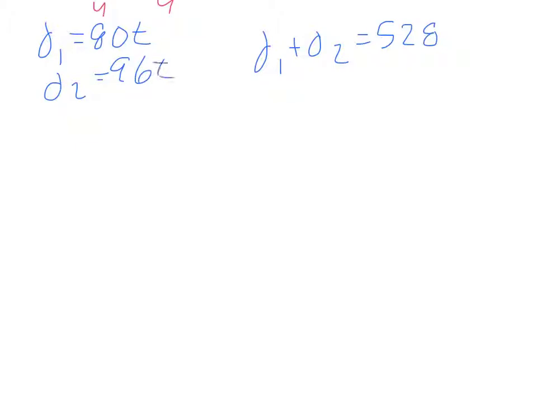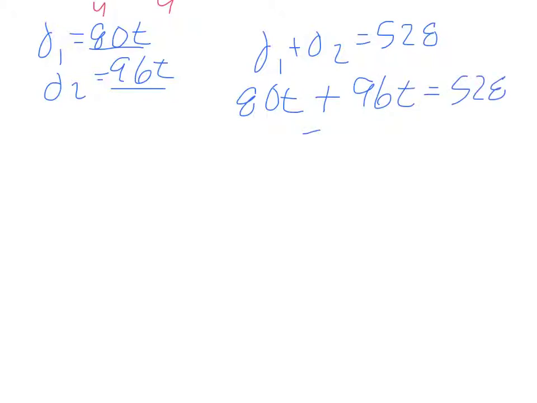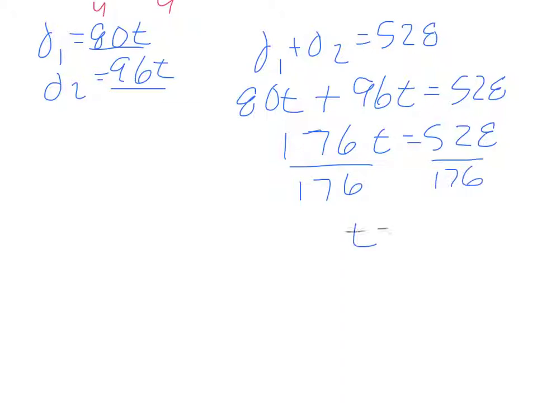So if you recall the second one, that was about the two cars leaving going in opposite directions. We had D1 plus D2 equals 528. We also knew that D1 equals 80t and D2 equals 96t. So what we can do is use direct substitution, substitute in for D1, 80t, plus substitute in for D2, 96t equals 528. Add these up, so we have 176t equals 528, divide by 176, we get t equals 3.